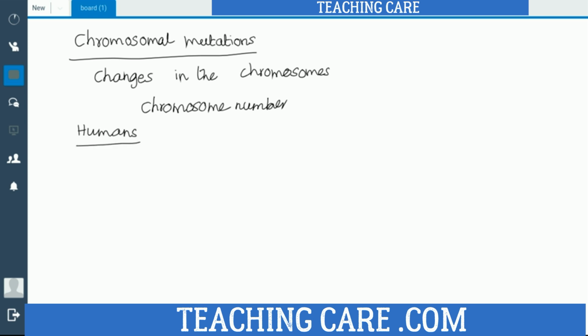Just if you take humans, in humans a cell has 46 chromosomes. Suppose the chromosome number is not 46. Suppose it is 45, one less. If the chromosome number is less or more, there should be how many? 46 chromosomes in humans.